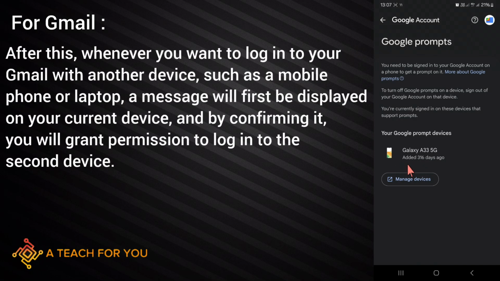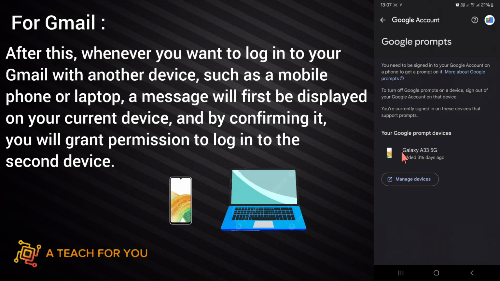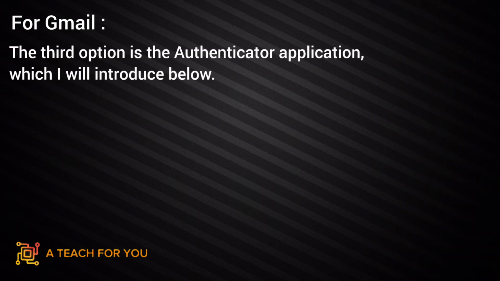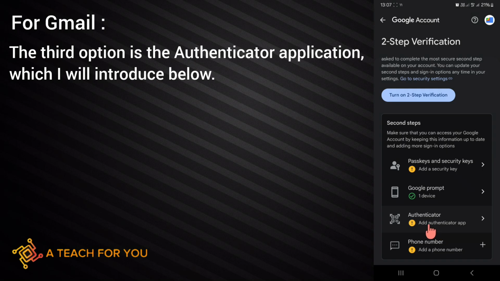After this, whenever you want to log into your Gmail with another device such as a mobile phone or laptop, a message will first be displayed on your current device, and by confirming it, you will grant permission to log into the second device. The third option is the Authenticator application, which I will introduce below.